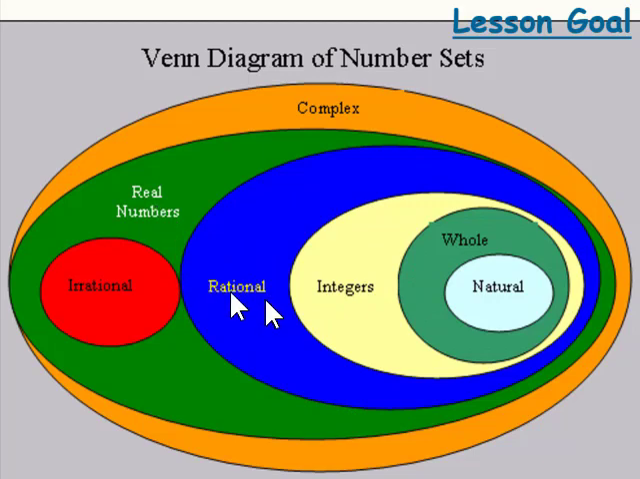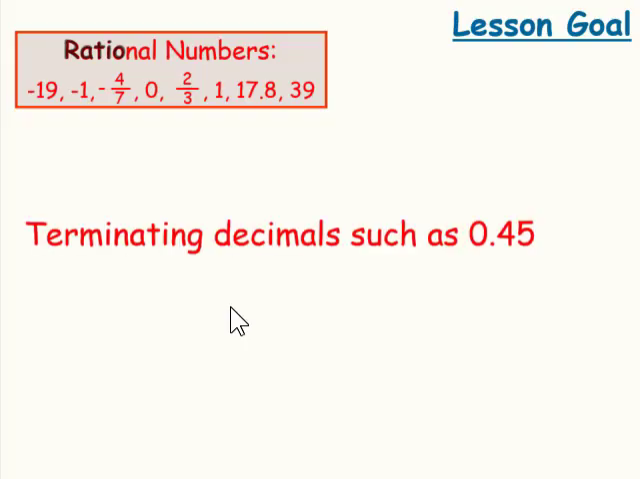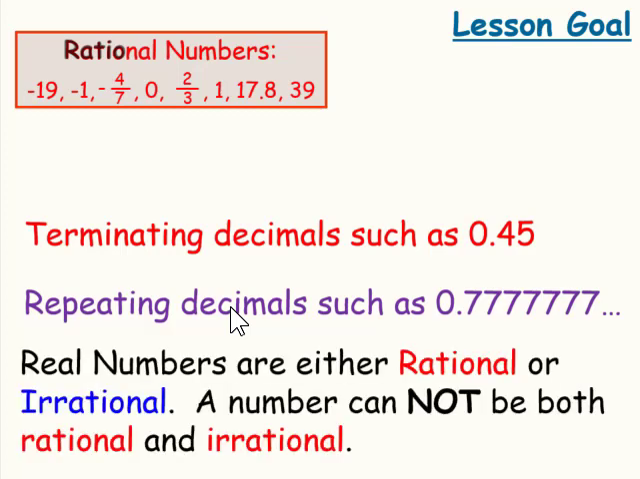Outside the group of rationals are irrationals, but irrationals are also inside the group of real numbers. If you are a real number, you could only be irrational or rational. You cannot be both. Rational numbers can be written as a ratio. Terminating decimals such as 0.45 or repeating decimals such as 0.7777 are also numbers that can be written as ratios. Real numbers are either rational or irrational. A number cannot be both rational and irrational.